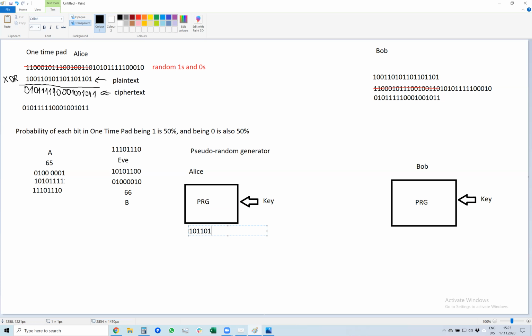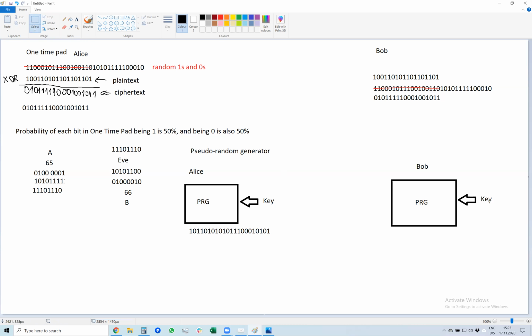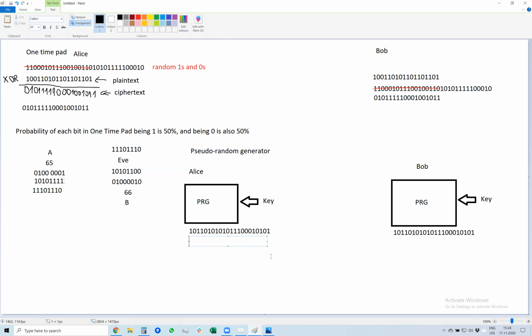1 0 1 1 0 and so on, like this. So it has some kind of switch or some input where Alice says, pseudo-random generator, please generate me 1000 random bits. And the pseudo-random generator creates these bits. And since Bob has the same key, the pseudo-random generator on Bob's side creates the same stream of ones and zeros. They are equal.